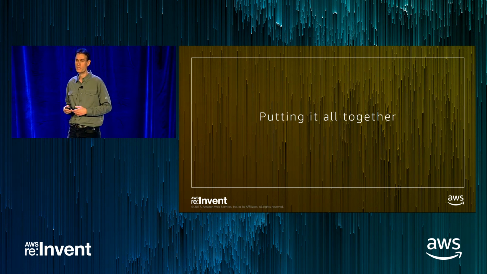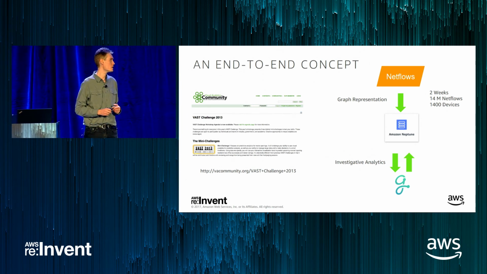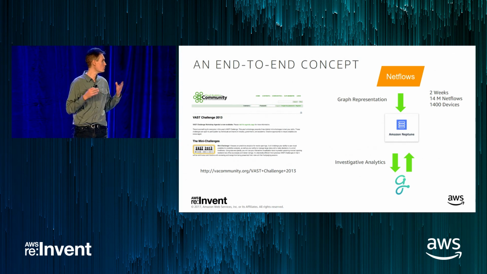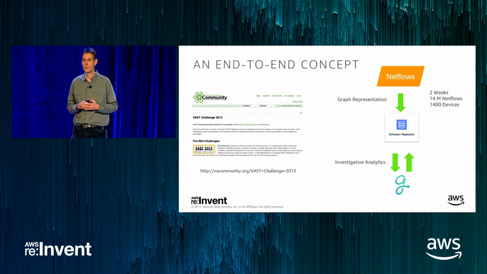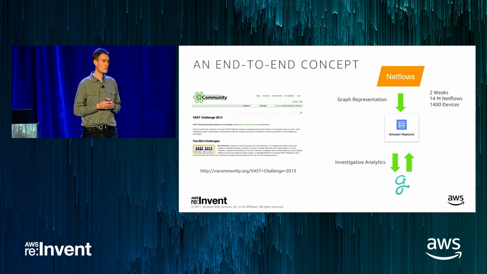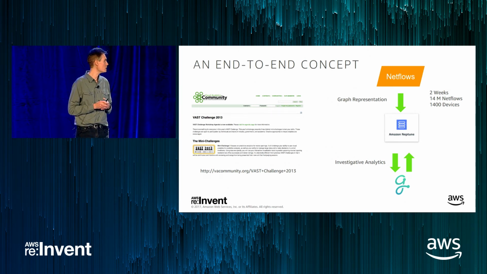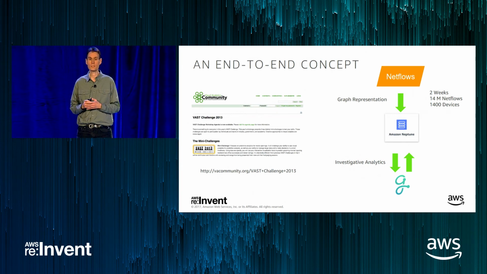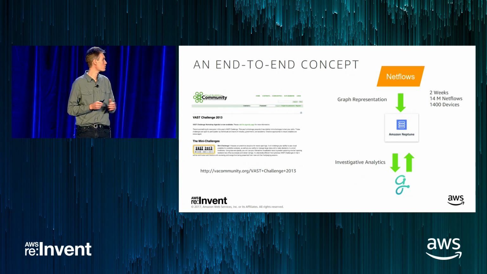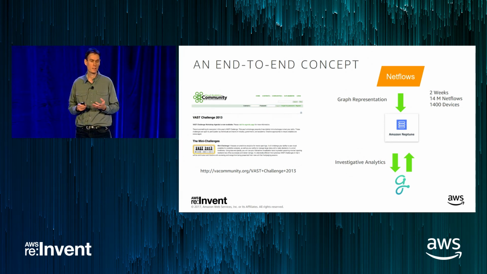But how do we put it all together for this kind of use case? What we wanted to do was provide an end-to-end concept of how you would take some sort of data that you had, use Neptune and other AWS tools, and then perform an investigation using Graphistry. We started with a data set from a research activity called VAST 2013. It has a set of net flows taken over 2 weeks. There's about 14 million net flows, as you can see, and 1,400 devices. And what's going on here is there's a denial of service attack that's occurring.